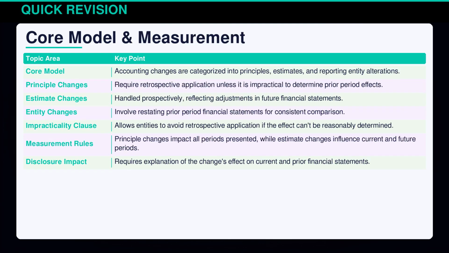The heart of ASC 250 lies in its core model, categorizing changes into principles, estimates, and reporting entities. Principle changes usually need retrospective application, unless impractical. Estimate changes affect future statements, adopted prospectively. Reporting entity alterations demand restated prior periods. Measurement rules dictate that principle changes affect all periods shown, while estimate changes impact future periods only. Essential disclosures involve the change's effect on financials.